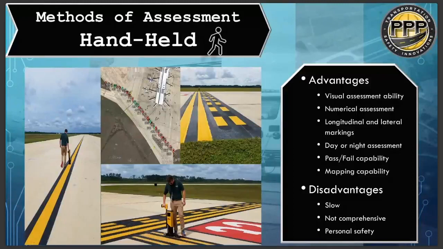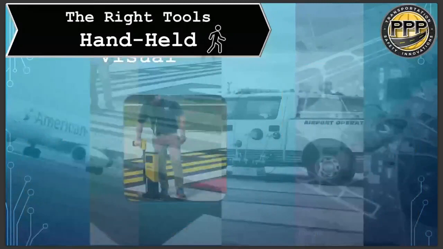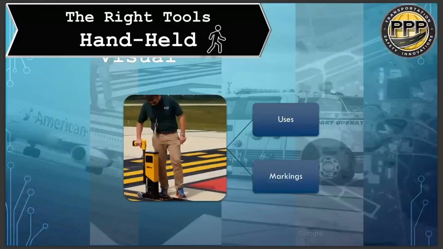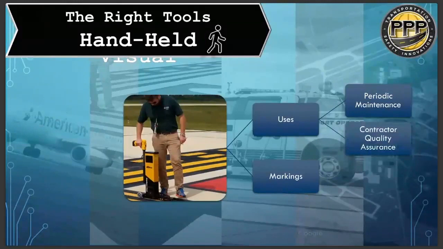Then we get, what are the purposes or uses? The right tool, what is the handheld right for? The use is periodic maintenance. When you're out there restriping an area, you can go out there with your handheld and check and make sure your team was able to install that marking right and get that bead embedment we're talking about. Also for contractor quality assurance, this is really important.